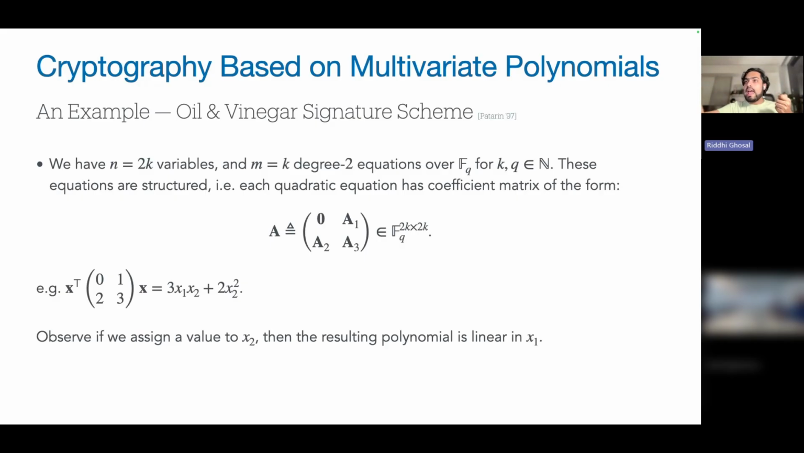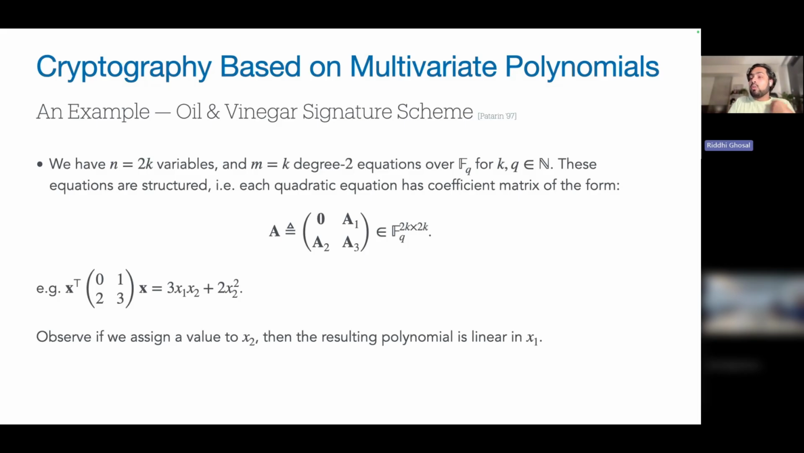Like if I give you k equations and 2k variables, what are you going to do? You're just going to randomly guess x2. Pick whatever you want. Now you're left with a linear system of k equations and k variables. This you can clearly solve by Gaussian elimination. So this polynomial system is clearly broken. Not even quantum, it's classically broken. Right? So this is no good.